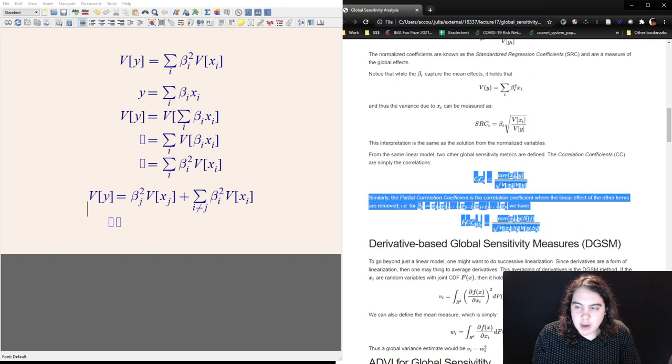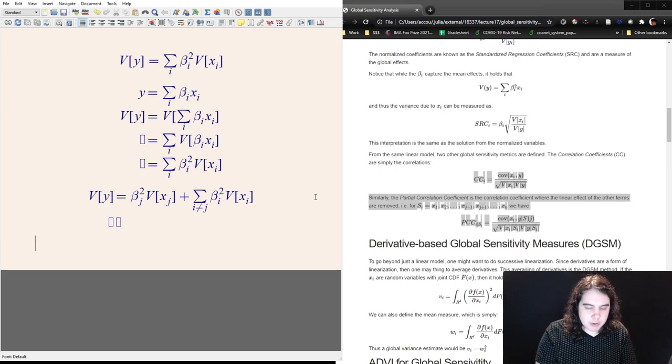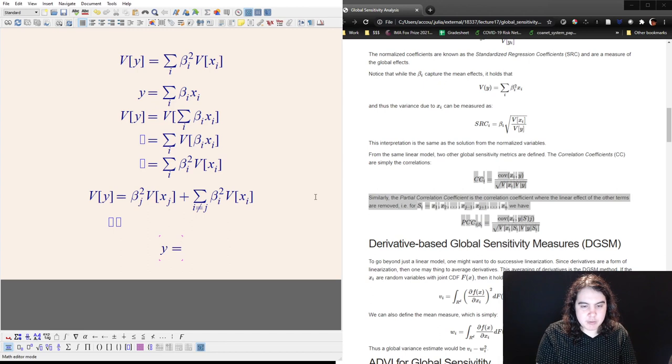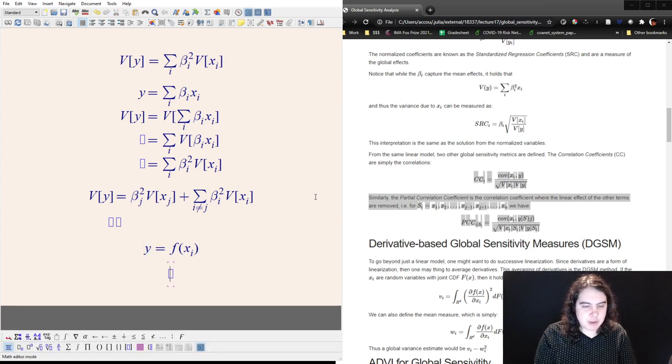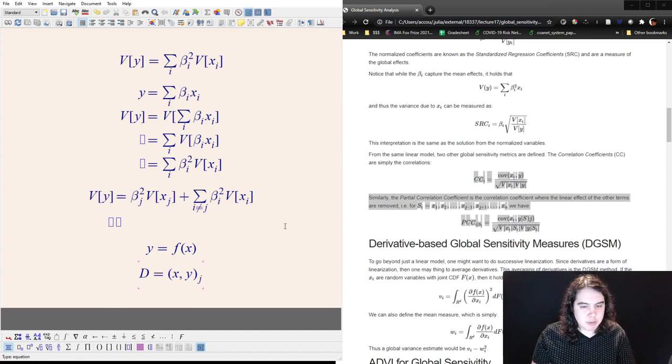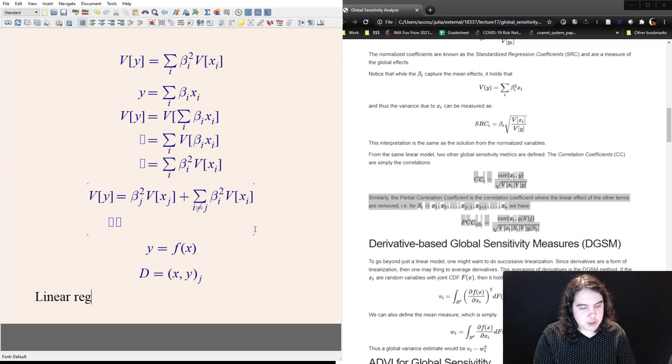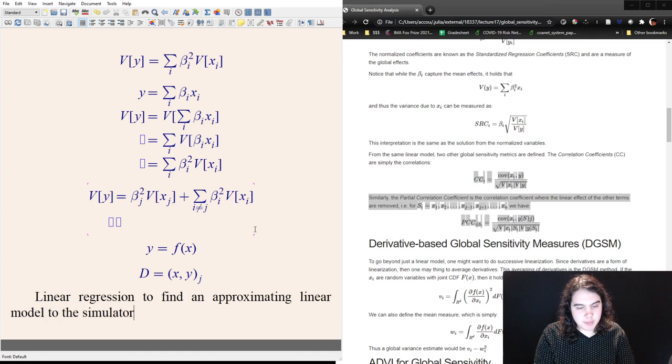So how does that work on a nonlinear model? Well, what you can do with the nonlinear model is you can say y equals f of x_i, right? So here I have inputs into a simulator, and I have outputs coming from a model. I can build a data set, which, let me just call this X now, of X, Y pairs for each j term of the data set. And then what you can do is a linear regression to find an approximating linear model to the simulator, right?